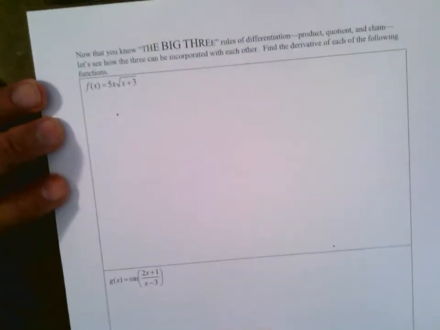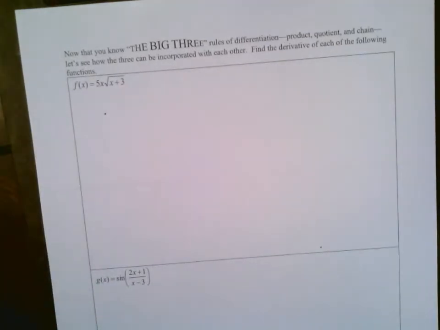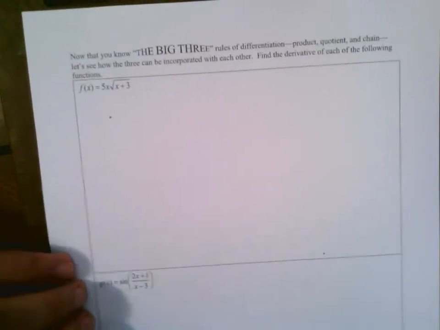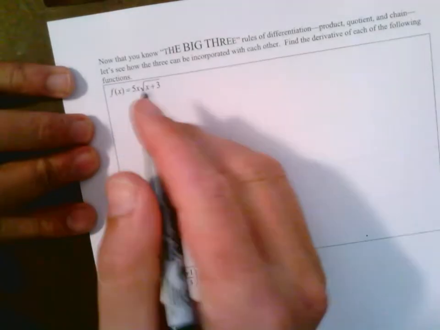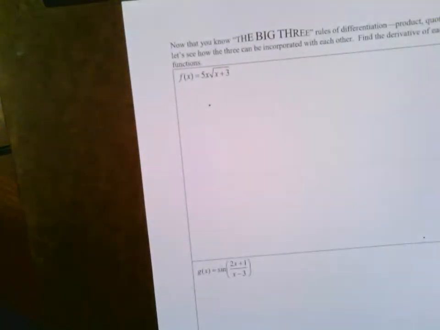So now you've got the big 3 rules of differentiation: the product, the quotient, and the chain rule. Now at this point you have to be saying, please, let's work a problem with all 3 pieces, or at least 2 of the 3 pieces. Well, no need to fear. Here we go. I have 5x times the square root of x plus 3.